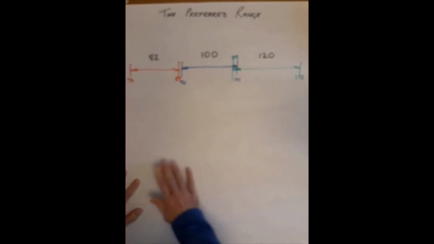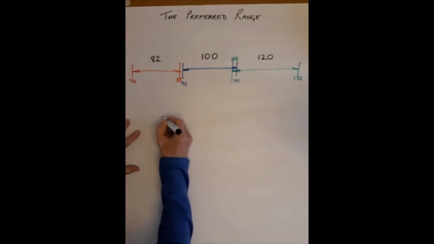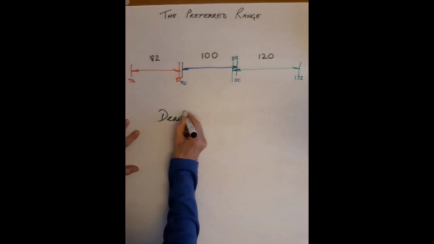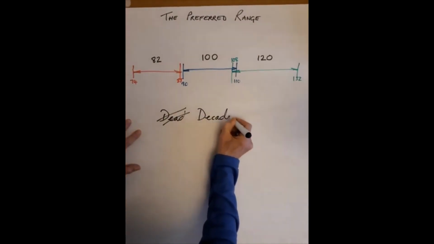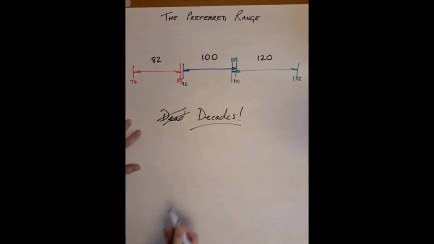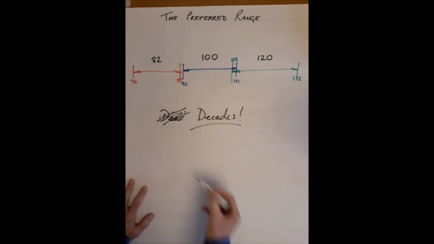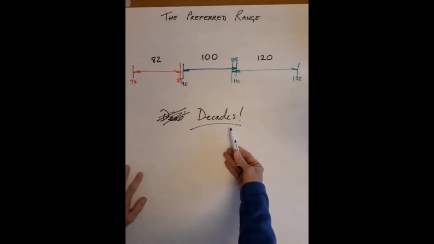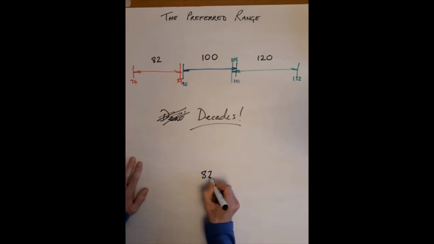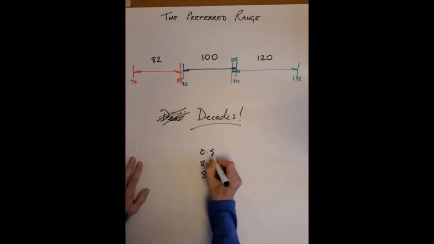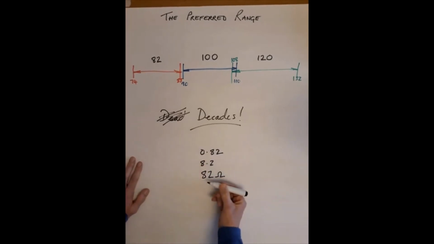So the last bit from me, let's have a very quick look at decade values. Sorry, brain not working. So decades, not deads. A decade is a multiple of 10. We use it in years. But if we took, let's say this value, 82, I can get an 82 ohm resistor. I could also get 8.2, 0.82. Each one is a difference of 10.